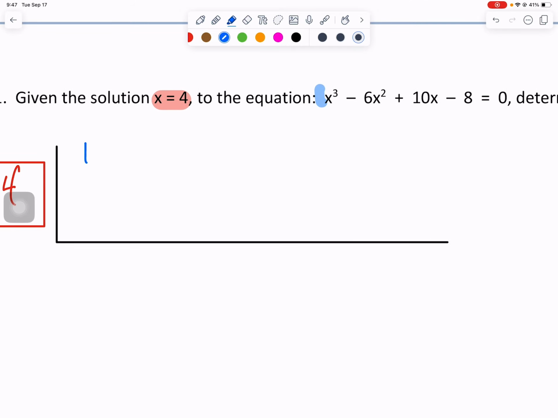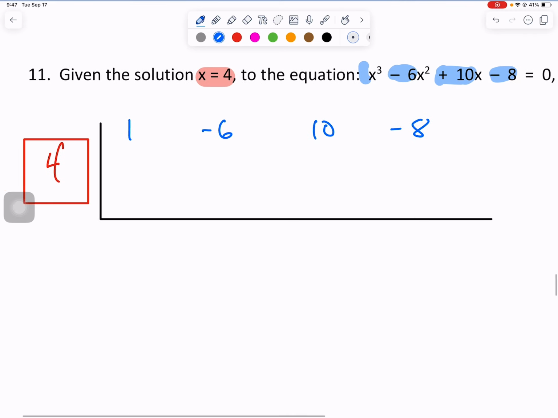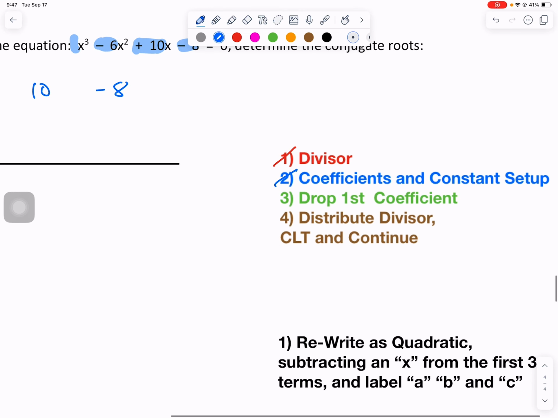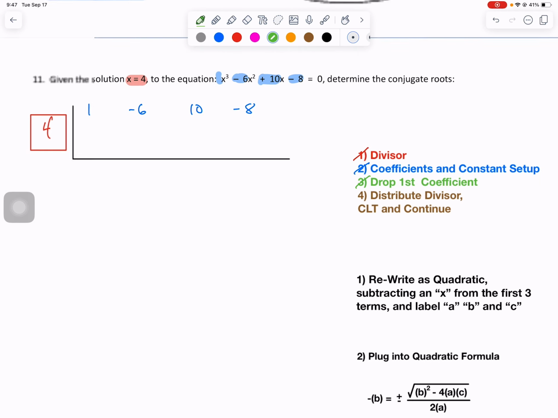Negative 6x is our next coefficient. Positive 10 is the one that follows. I'm actually going to get rid of the positive. I'm just going to put the 10. And then our negative 8 is simply last but not least. Perfect. From here, we are done with step 2. Step 3 is simple. Drop the first coefficient. I'm just going to go ahead and drop it. That's our 1.